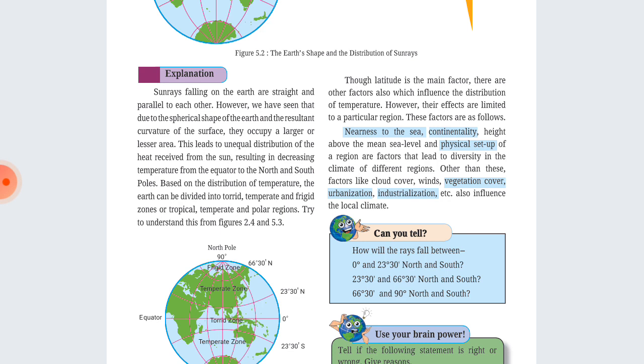Now there are so many factors such as nearness to the sea, continentality, height above the sea level, physical setup. These all affect the temperature of a certain region. Even vegetation cover, urbanization, industrialization. Due to increasing urbanization and industrialization, the temperature of those specific places is also affected. Most of the time temperature increases, and that is the reason for global warming. And we are also going to learn about the greenhouse effect, especially the greenhouse gases.